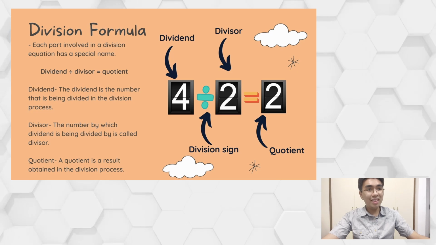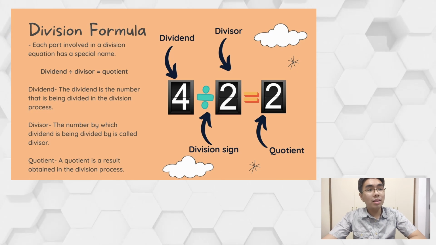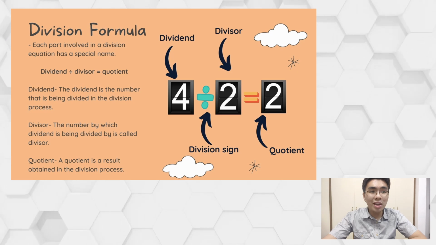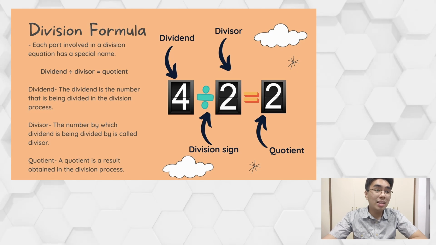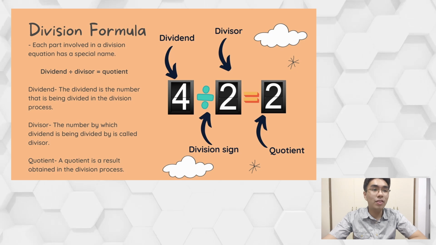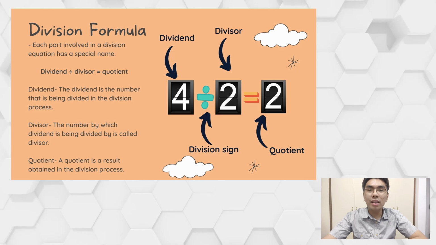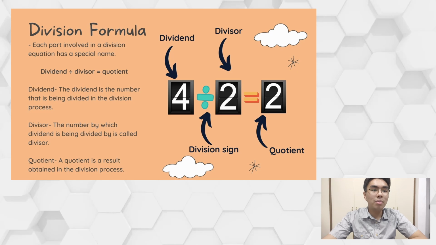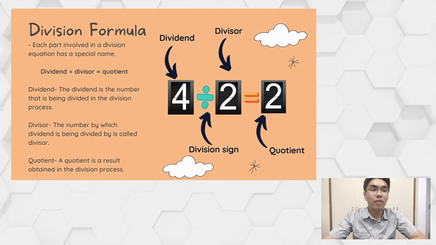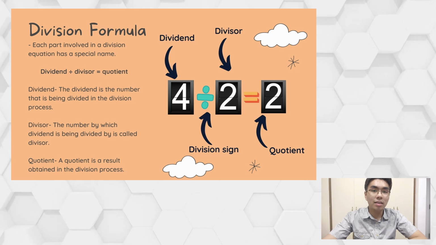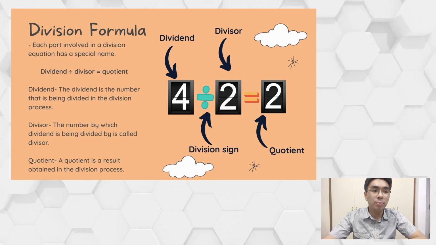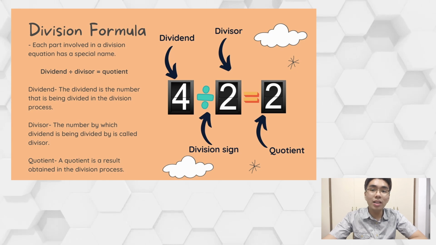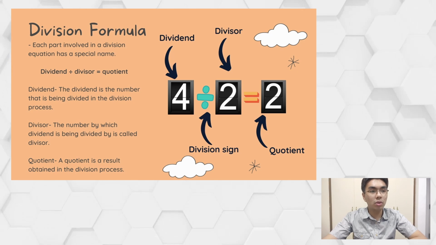Next, we move on to the division formula. Each part involved in a division equation has a special name. The first one is the dividend, the number that is being divided in the division process. Second is the divisor, the number by which the dividend is being divided. Lastly, the quotient, which is the result obtained in the division process. So as you can see, 4 divided by 2 equals 2.